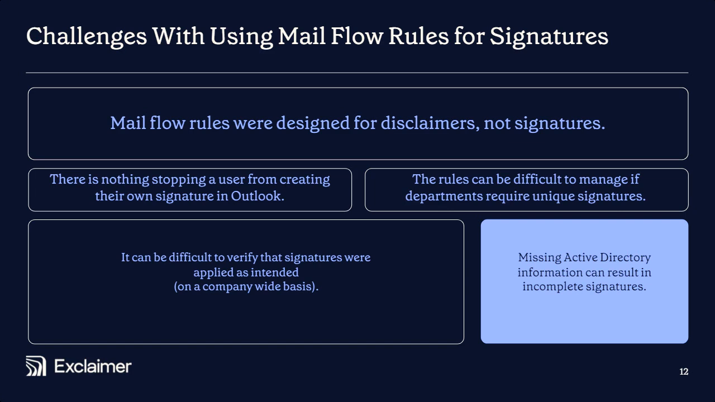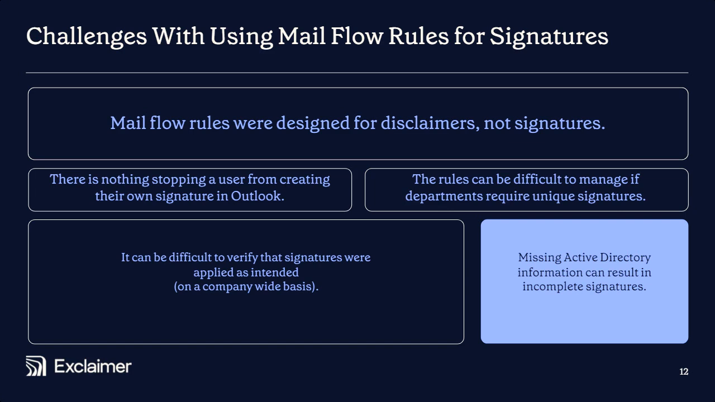So what are some problems? Well, one problem is that there's nothing stopping a user from creating their own signature. Because remember, Exchange isn't aware that there's a signature. It thinks that there's a disclaimer, not a signature. Outlook has a signature feature of its own, so a user can go into Outlook and create their own signature. And so what would happen at that point is that a user goes to send an email message, and the recipient will see the user's signature, and they'll also see the disclaimer that was appended by the mailflow rule.